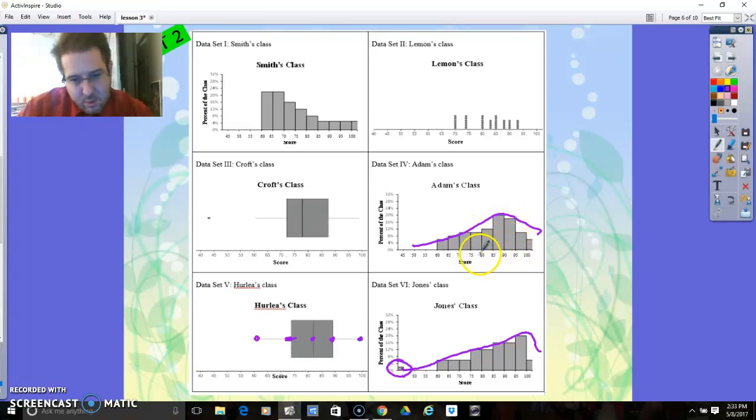Now, Adams' class, a majority of their students got between 80 and 95, which is very high. But I would say majority of Jones' class got between 85 and 100, which is slightly a little bit higher. So once again, very similar, just like Croft's and Hurlia's, very similar, but there is that one little difference where you've got the highest here compared to having your highest box here.